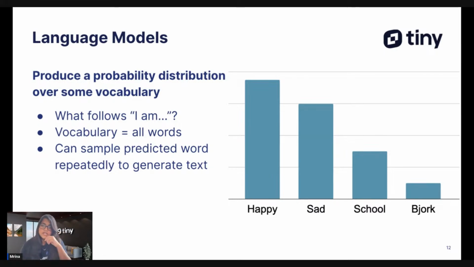So here it's perhaps "I am happy," which is fairly frequent, so we'll get a high probability for that word. If we look at all the utterances of English, it might be "I am sad," maybe a little less probable. "I am school," that should really be at the end because I don't think anyone would ever say that. And then there's "I am Bjork," that's a little bit random, not really probable, but it's still there because every word gets assigned a probability.